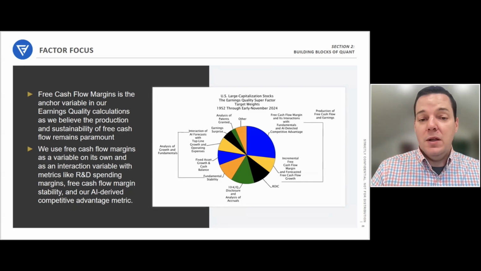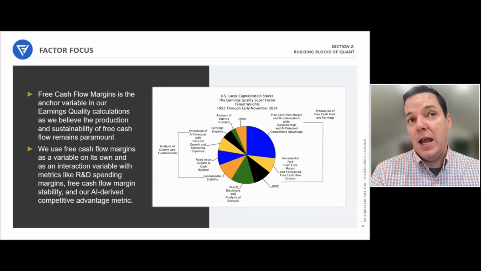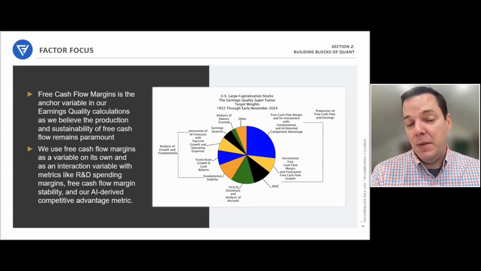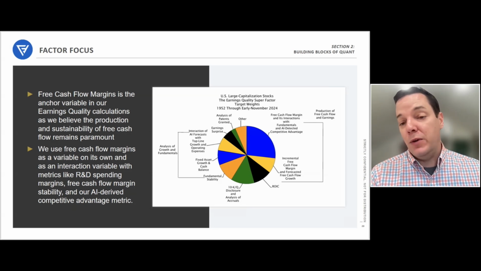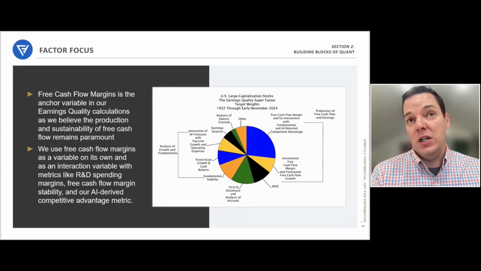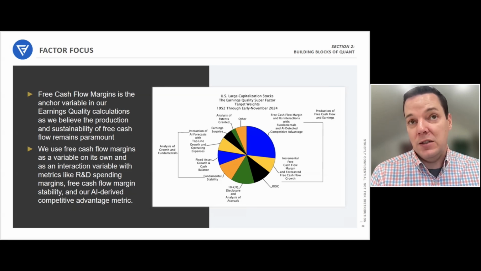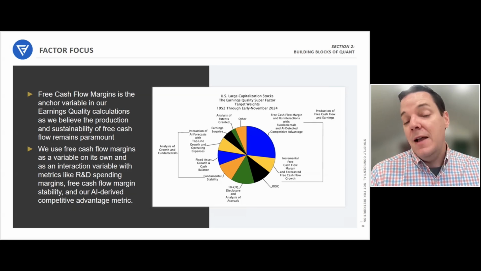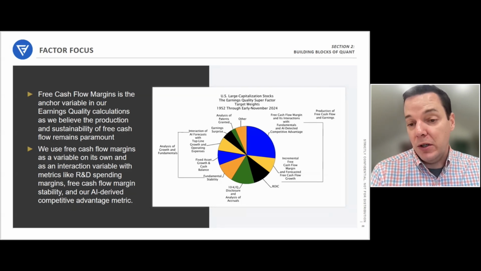This is also one of the spaces where we started to use some more AI-derived factors. We've incorporated some ChatGPT metrics within our model. With free cash flow margins, we're looking for signs of competitive advantage. So if we see a stock that has good free cash flow margins and in their earnings call transcripts, they're talking about an ability to raise their product prices or other signs that they're expanding their market share, that's a great signal for us that this free cash flow margin advantage is going to be recognized in the markets.